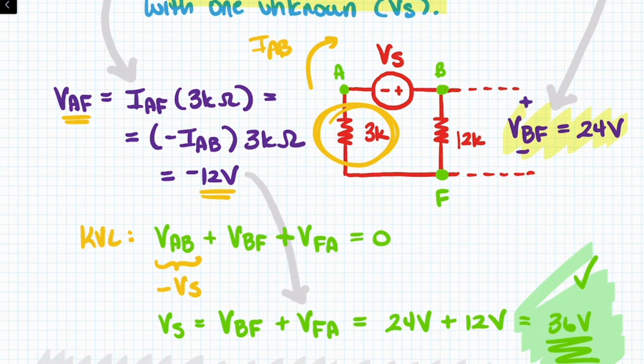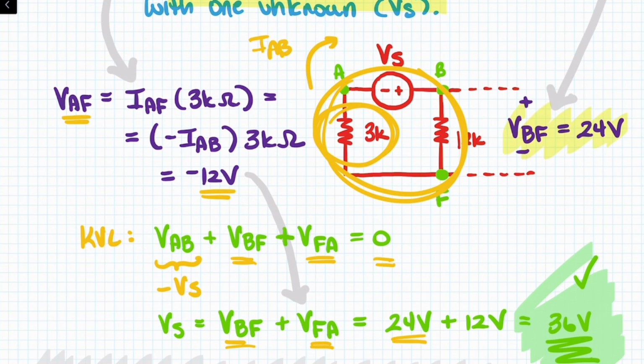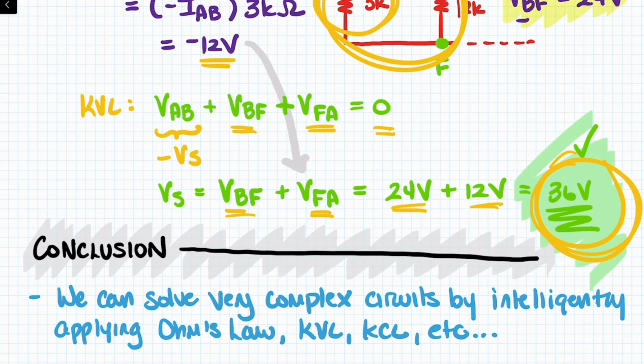And then we can apply KVL to that whole loop. VAB, which is equal to negative VAS, plus VBF plus VFA equals 0. We simply plug in the known values and we solve to get 36 volts.